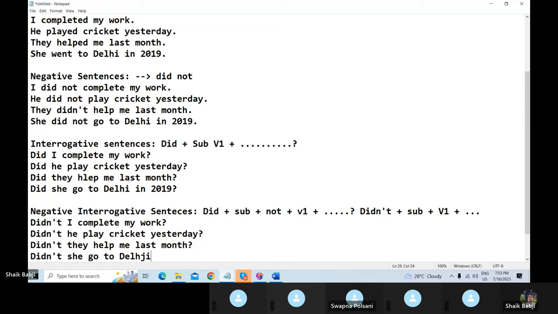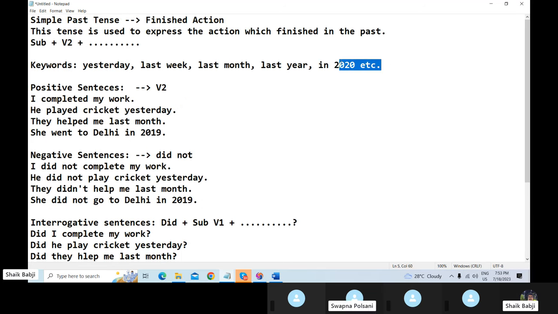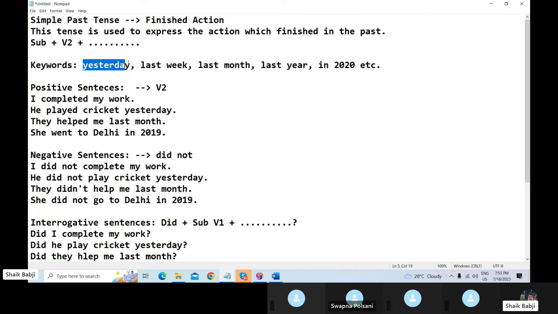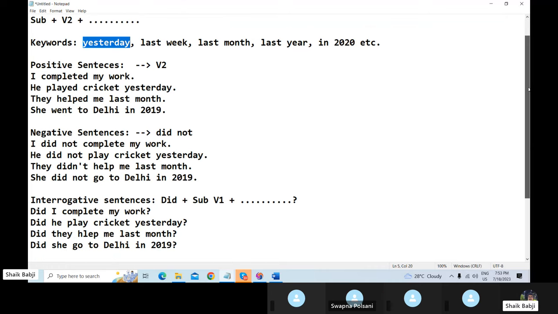Didn't she go to Delhi in 2019? So this is the way we have to use the simple past. Already I have told you the keywords which can be used in this structure. The keywords are yesterday, last week, last month, last year, in 2020, etc.